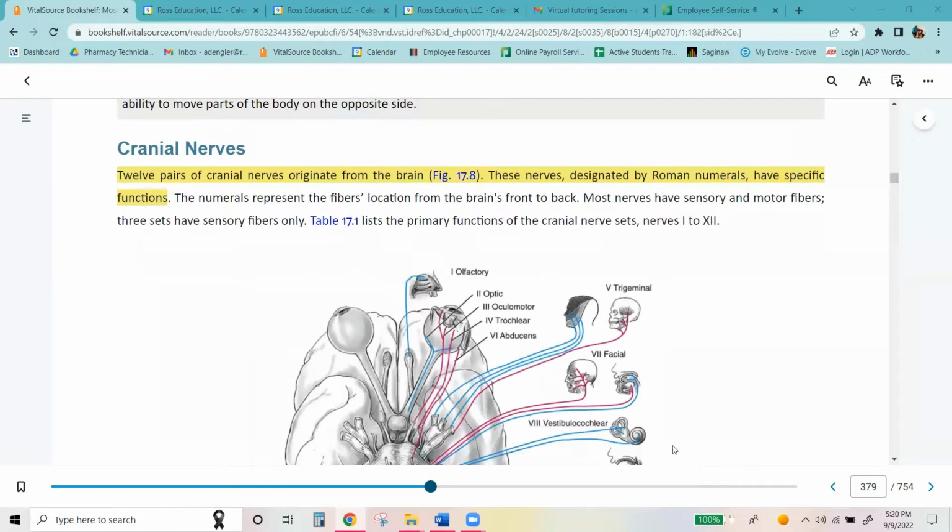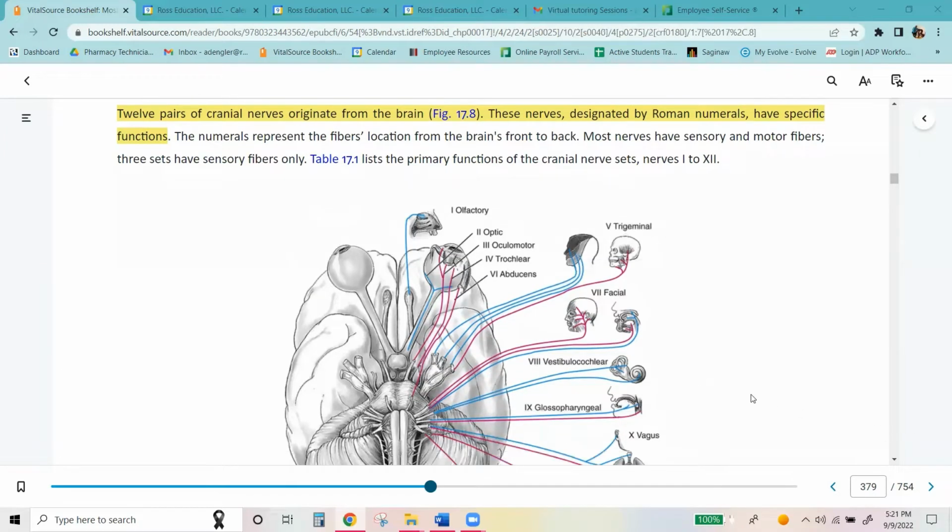12 pairs of cranial nerves originate from the brain. These nerves, designated by Roman numerals, have specific functions. The numerals represent the fiber's location from the brain's front to back. Most nerves have sensory and motor fibers. 3 sets have sensory fibers only.